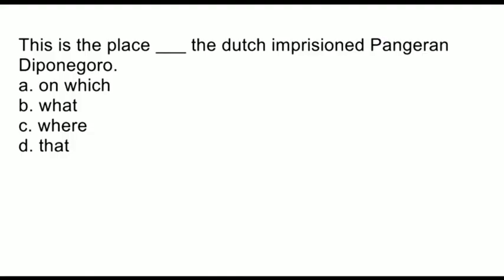Okay, the next question. This is the place blank the Dutch imprisoned Pangeran Diponegoro. A. On which. B. What. C. Where. And D. Dead. In the question we know it uses a noun clause because the sentence explains a place, so we can choose option C.